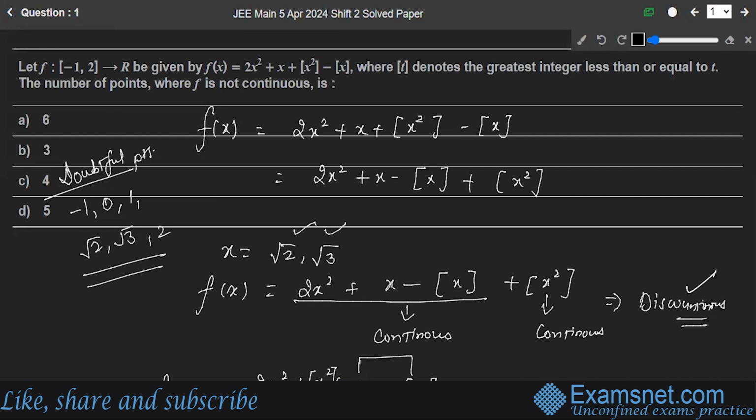Here we have C option as the right answer. Hope you got that. Let's move to the next question then.